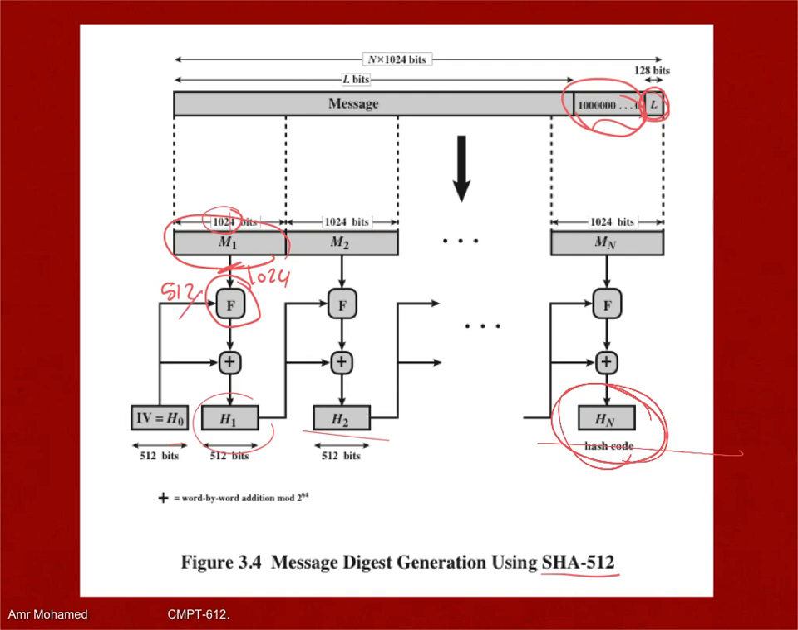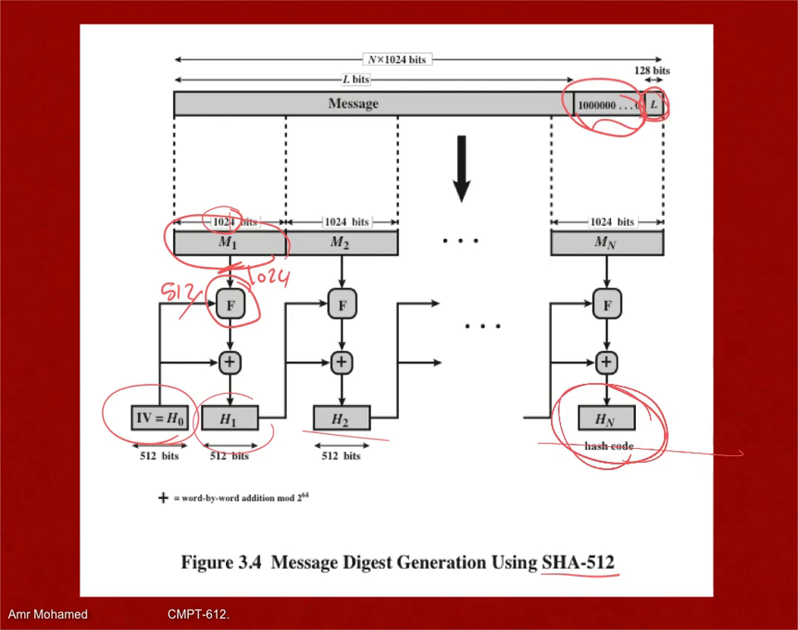So the function takes from one side the whole block, 1024, and it takes the hash. The hash itself has a length of 512. So what is H0? H0 is actually the initial vector. And this initial vector, by the way, is fixed. It has a fixed value. In the standard, they put it as a fixed value.